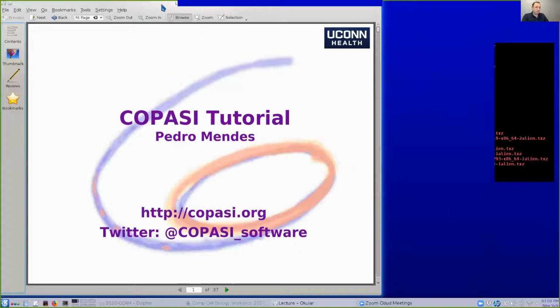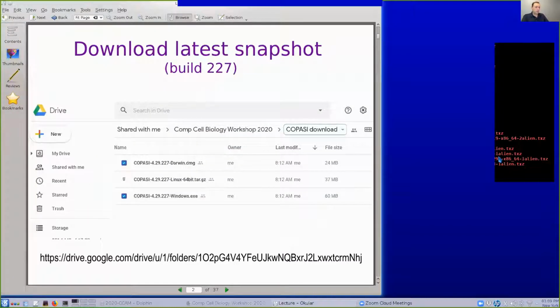So I'm just going to show a couple of very brief slides about COPASI, and I'm not going to do a tutorial on entering models or the very basic functions. Those you can find online on video. So I hope that the people who are at the more beginner level will make use of that. I will also mention a couple of other options for those people.